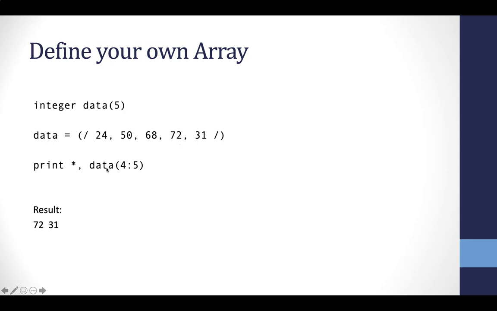If we said data 1:3, what should print out? That's right. If it's 1:3, it'd be address 1, address 2, and address 3 inclusively.